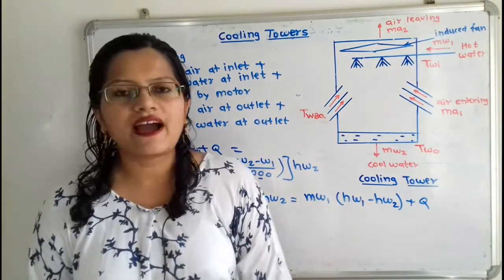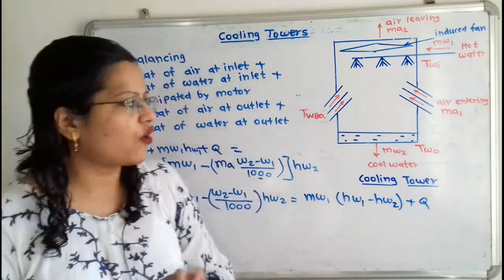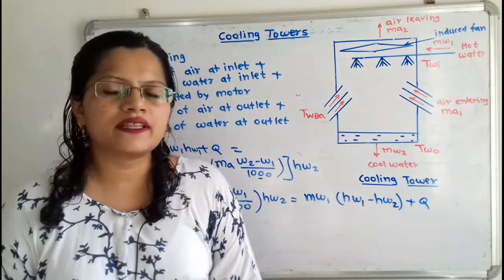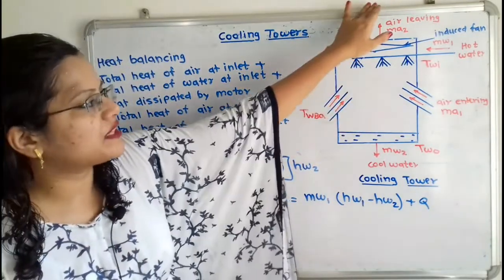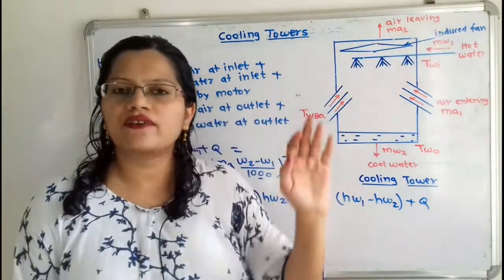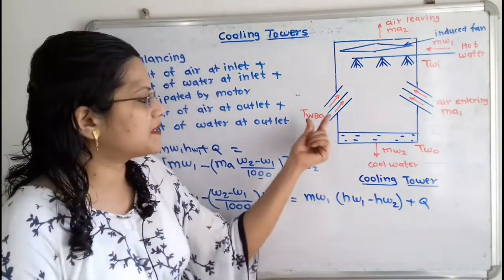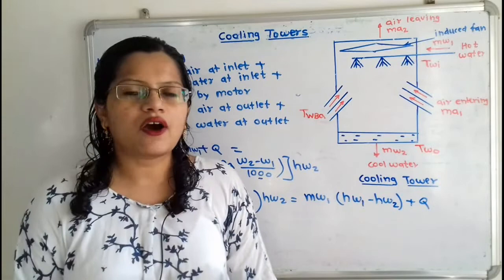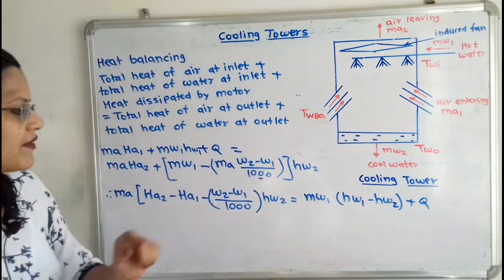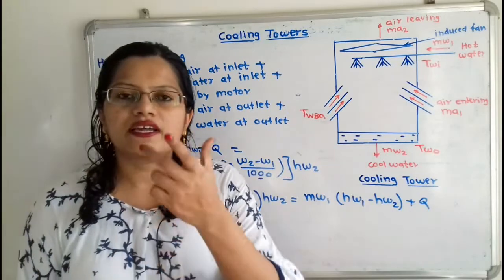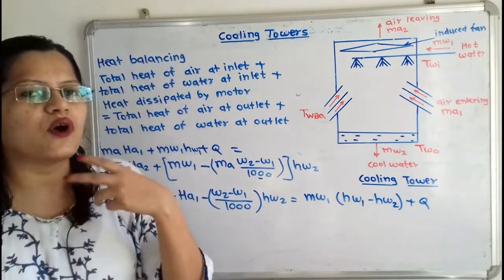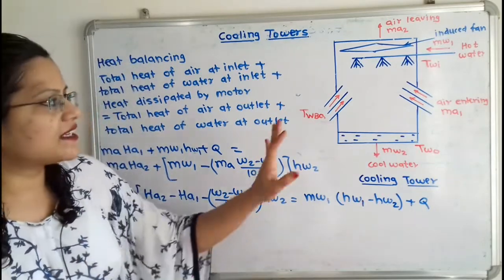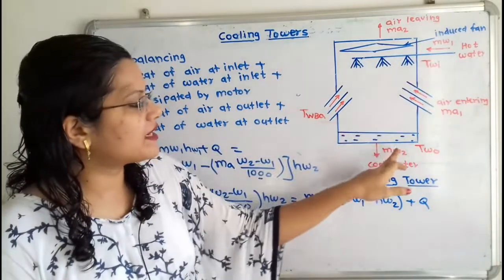For that, we have to compare the specific humidity of air entering the tower and air leaving the tower. When water vapors are carried out with the air, the specific humidity of air leaving the tower is higher than the specific humidity of air entering the tower. So we find this difference in specific humidity, and when we multiply it with the mass of air, we get the actual quantity of makeup water required. If we subtract this quantity of makeup water, then we will get Mw2.